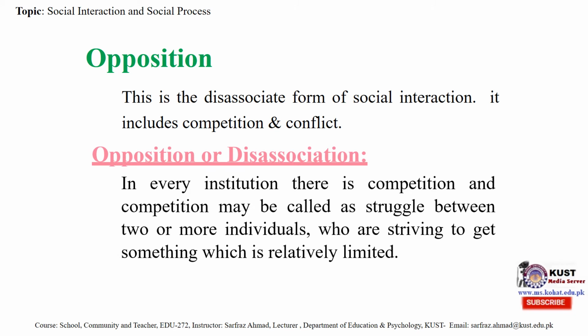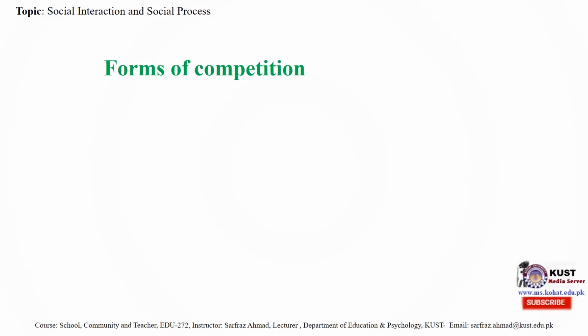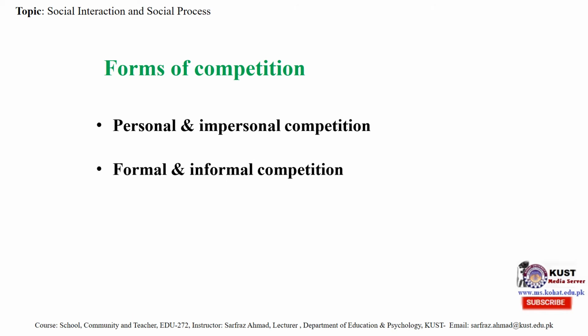Opposition or disassociation: in every institution there is competition, and competition may be called a struggle between two or more individuals who are striving to get something which is relatively limited. Now, what are the forms of competition? There are different forms. The first is personal and impersonal competition. The second is formal and informal competition. The third is intra-group and inter-group competition.